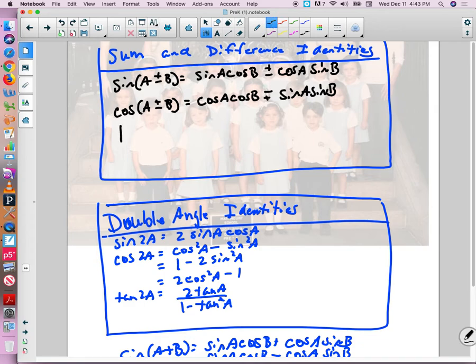And then for tangent a plus b or a minus b, it goes tangent a, the top goes like this, and the bottom goes like this.